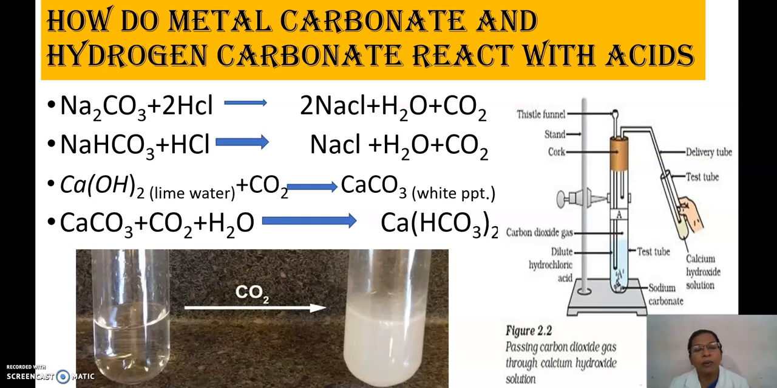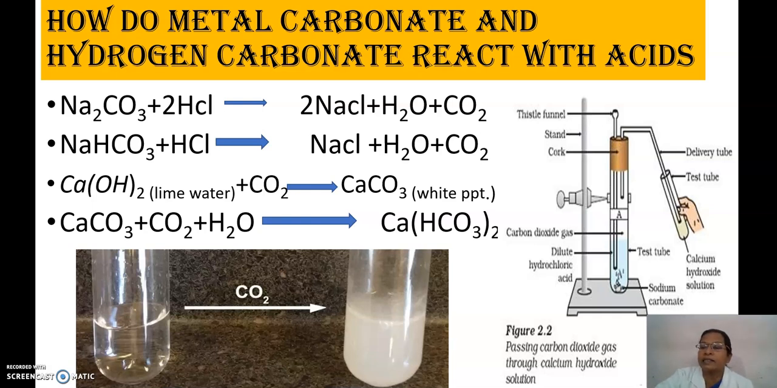Like that, how can we test here? Here the gas produced is carbon dioxide. So here is the standard test for carbon dioxide. The evolved carbon dioxide is allowed to pass through calcium hydroxide. Here you can very clearly see in the picture.